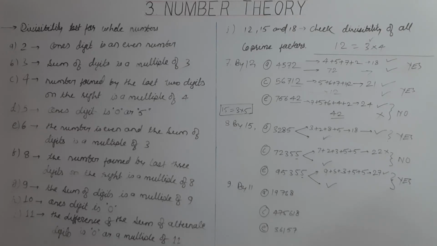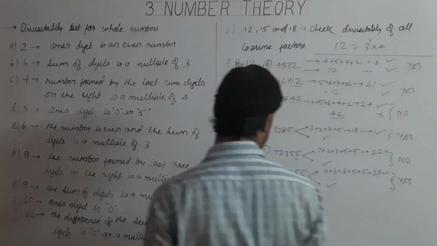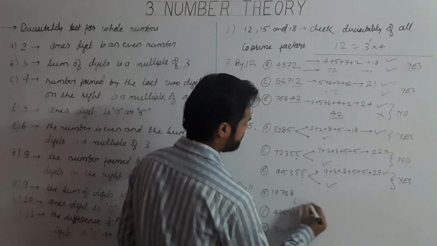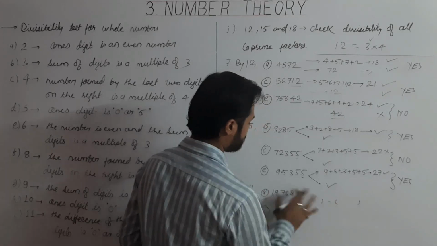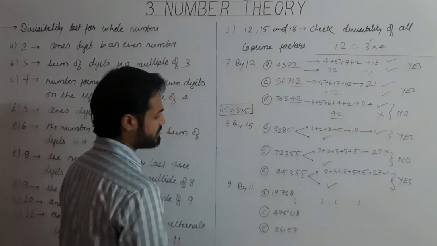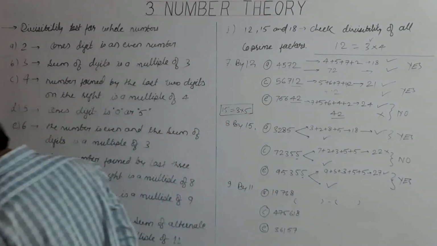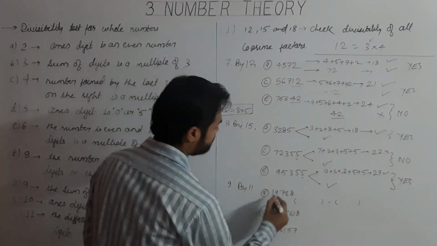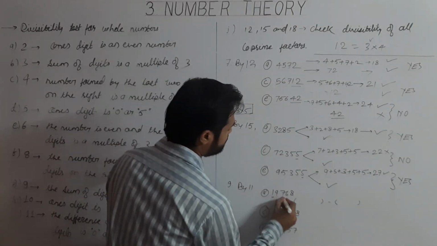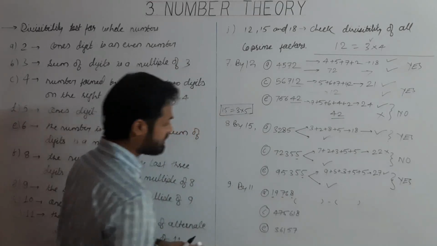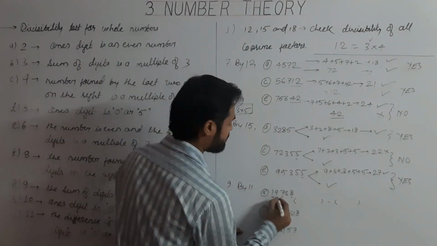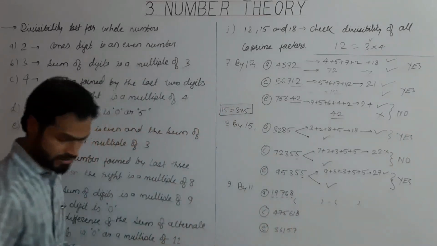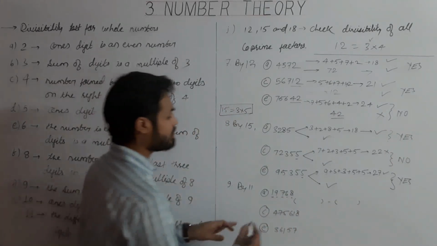So difference of sum of alternate digits. Alternate means here we have to divide these numbers in two groups. First group, even group by position, and second group, odd group. These are on even place, and these numbers are in odd place.